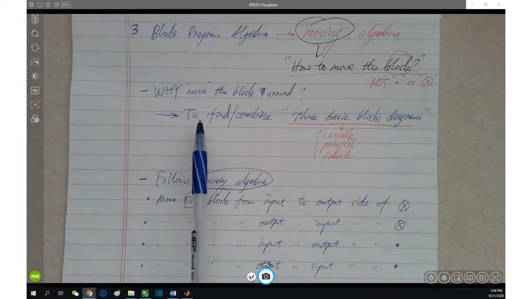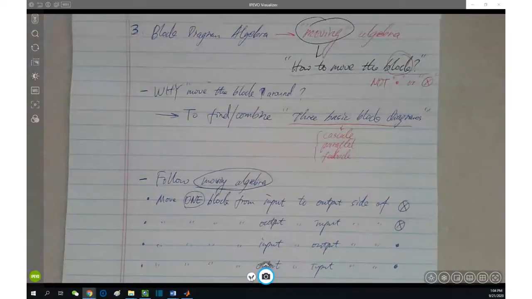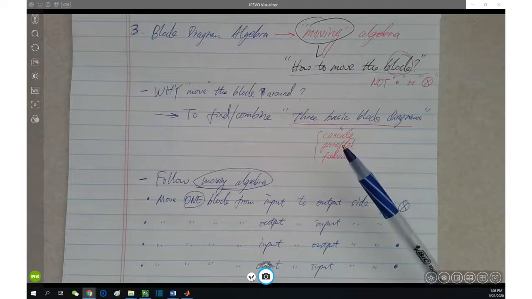After moving, we want to somehow combine those 3 basic block diagrams. We want to somehow come up with one of those 3 basic ones: cascade, parallel, and feedback. This is our goal of moving the block. Now keep this in your mind, because which block to move and where it is going, all up to this goal. The goal is, once again, to come up with one of those 3 basic diagrams. We will see how to really apply them in the examples.